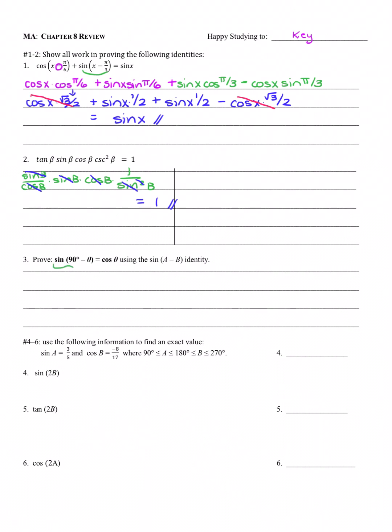All right, prove sine 90 minus theta equals cosine. So basically what we're going to do is just use our composite to expand this. So this is sine 90 cosine theta minus cosine 90 sine theta. And cosine of 90 is 0, sine of 90 is 1, so that leaves me with just 1 times cosine theta, which is cosine.